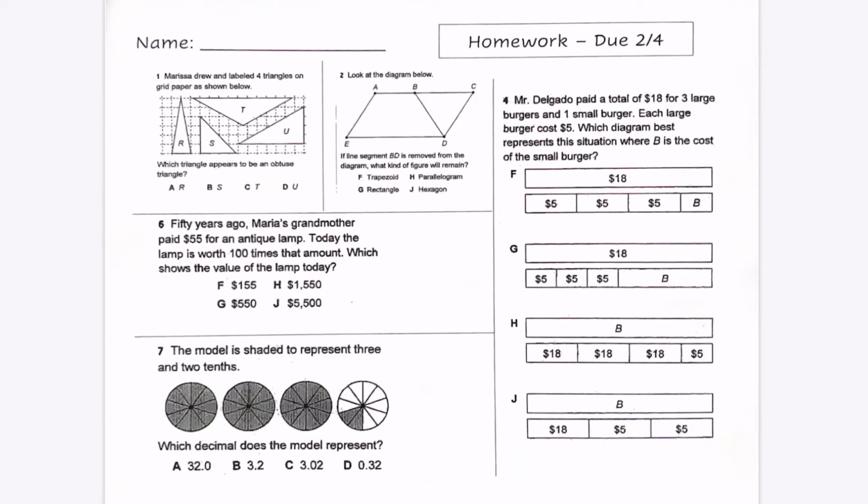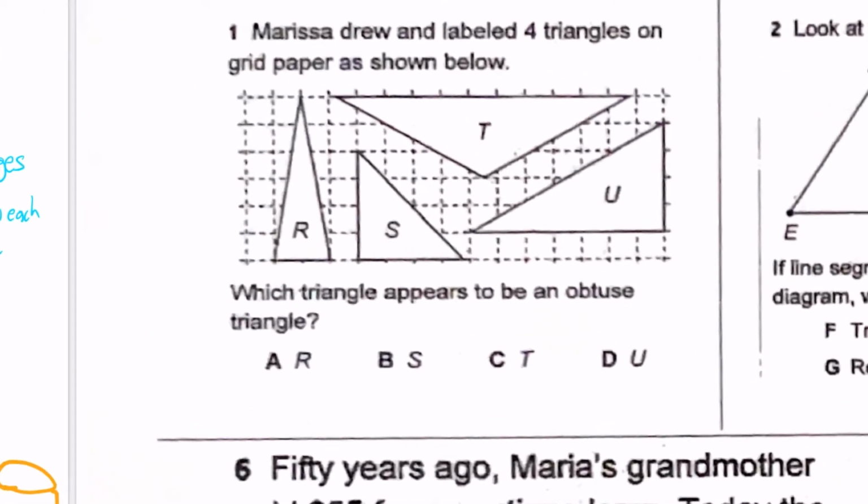Hi, today we're going to be working on the homework for January 31st to February 4th. First things first, we're going to put our name. Go ahead and put your name. And now we're going to be working on problem number 1.